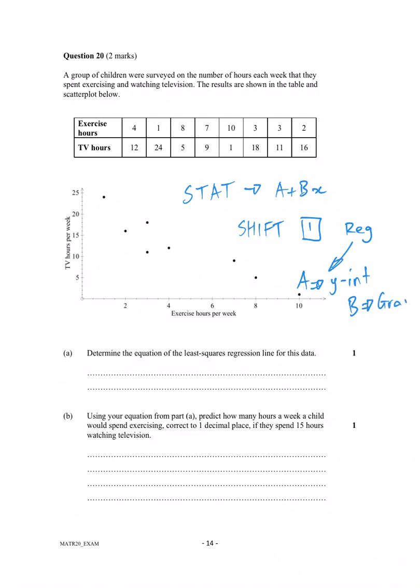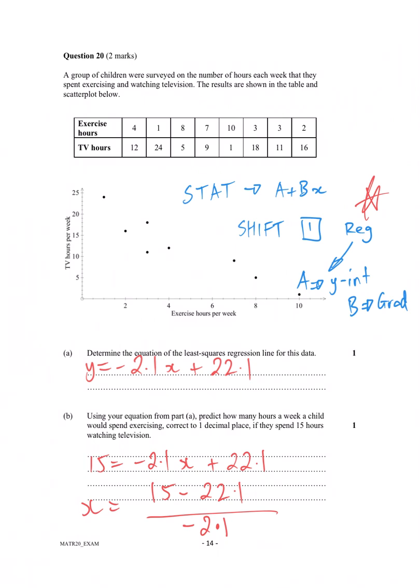The giveaway here, if I just ballpark a straight line through these, which you're not asked to do, is that it's not even a straight line, but what I see is a negative gradient and a y-intercept somewhere in the 20s. If I take these steps here in my calculator, it gives me about 3.4 hours.